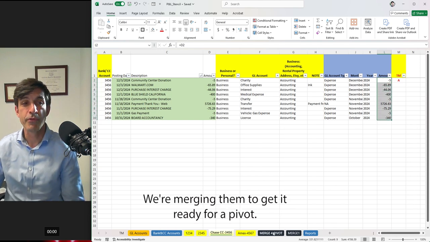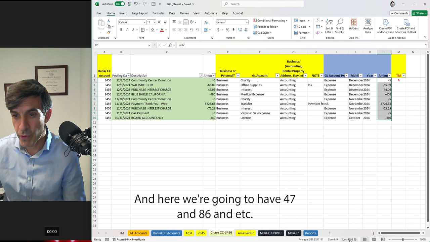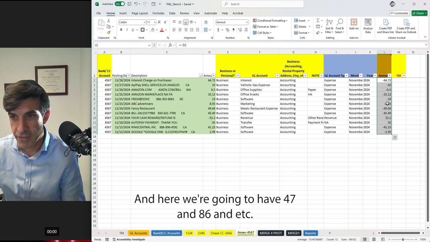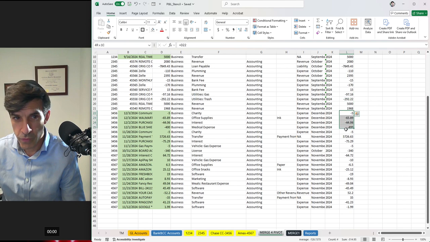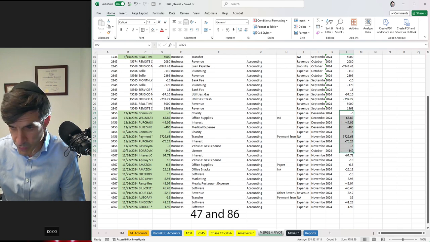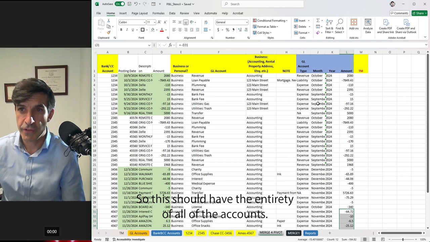We're merging them to get it ready for a pivot. And here we're going to have 4786, and so on. We'll have 184.82. So this should have the entirety of all of the accounts.